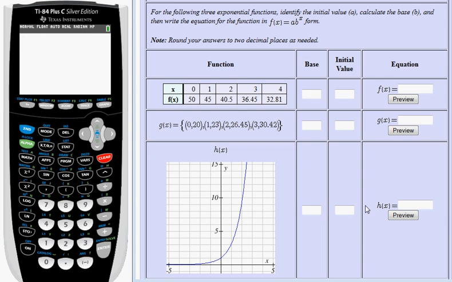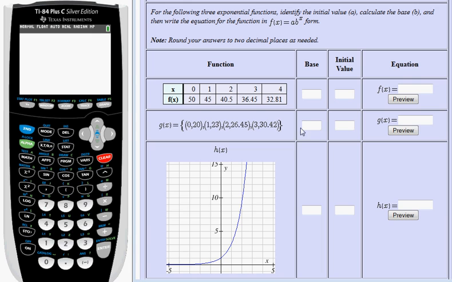In this problem, we're told that we're trying to find an equation of the form f of x equals ab to the x. So this means that we're supposed to find an exponential function for each of the three cases. We have three different equations. The information is just given, one in tabular form, one as a set of data, and one as a graph.